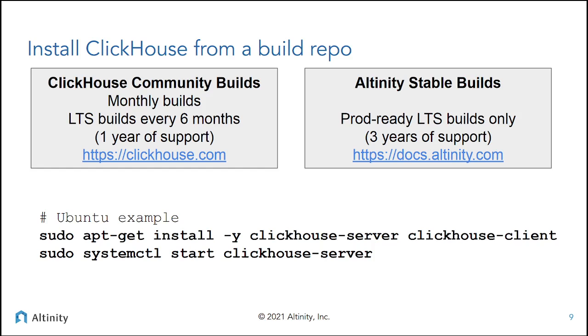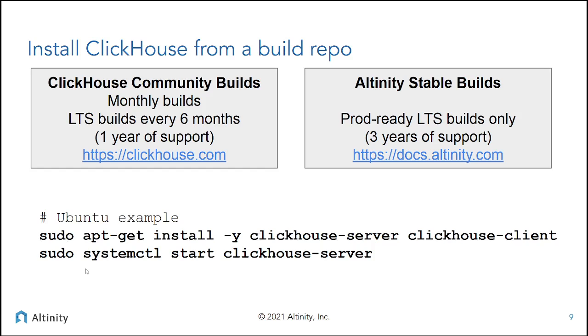The other source of builds is Altinity stable builds, which we produce. Unlike the community builds, we don't try and do a build every month. What we instead focus on is just building the LTS builds, and only when they're prod ready. And so if you pull an Altinity stable build, you have a build which we've certified is ready for use in production. We also give at least if it's a recent one, we'll support it for up to 3 years. You can find out about those at docs.altinity.com.